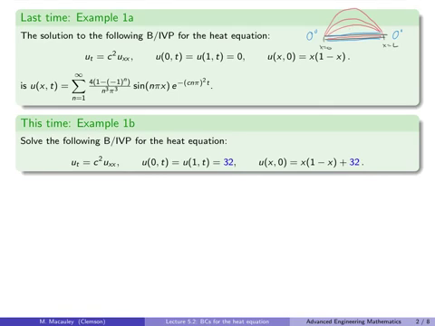Remember how we solved this. We assumed that there was a solution of the form f of x times g of t. And then we plug this back into the PDE. We separated variables. We put all the functions of x on one side and the functions of t on the other side. And we argued that because those were independent of time and position, that had to be a constant. And that gave us two ODEs, one of them in f and the other one in g.